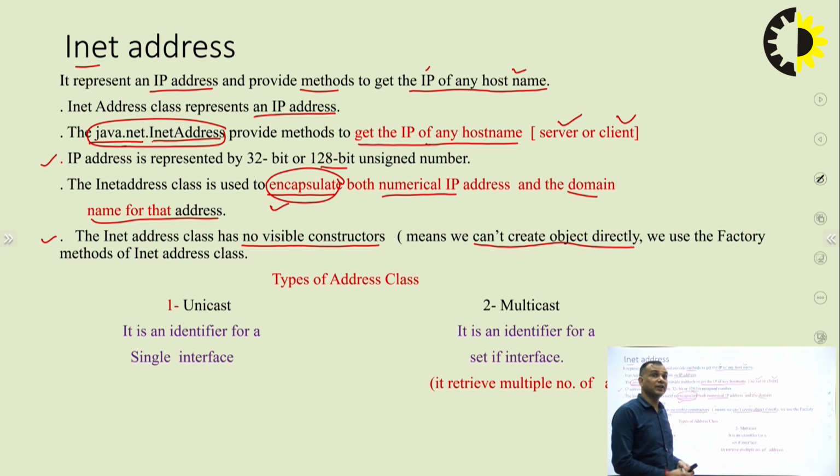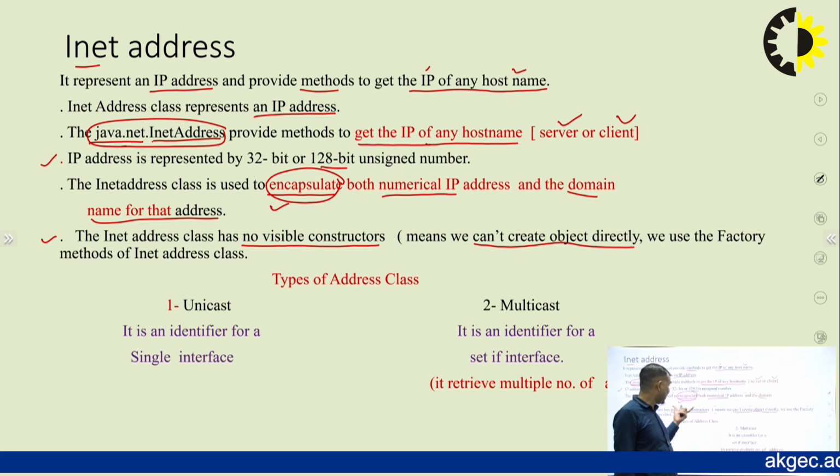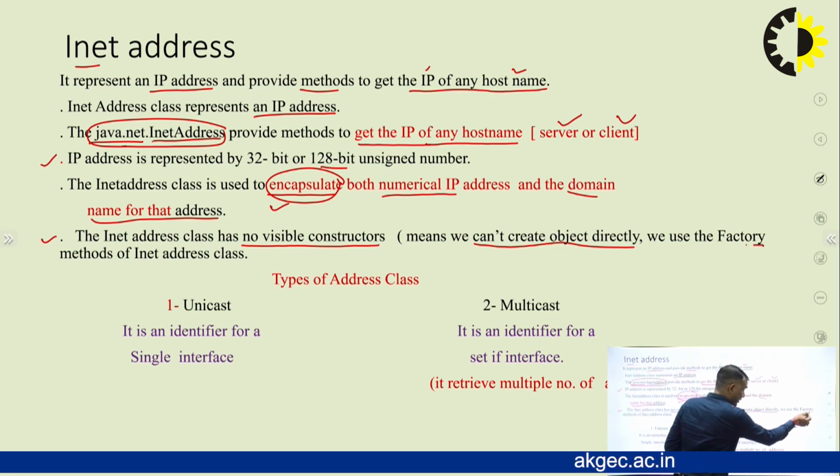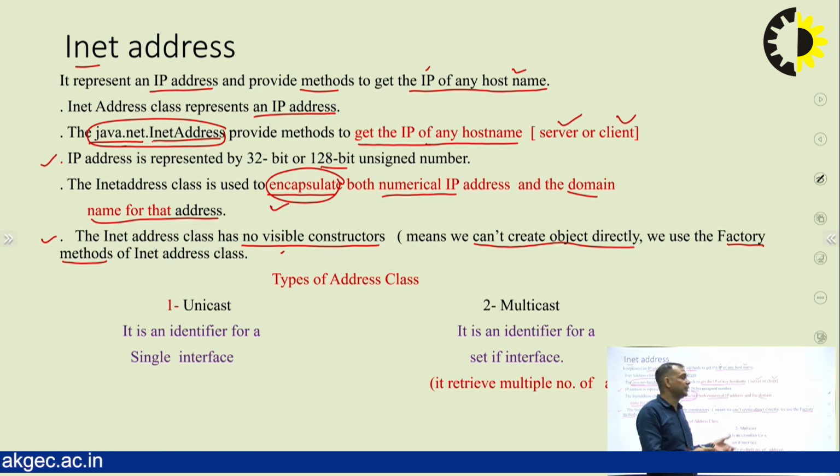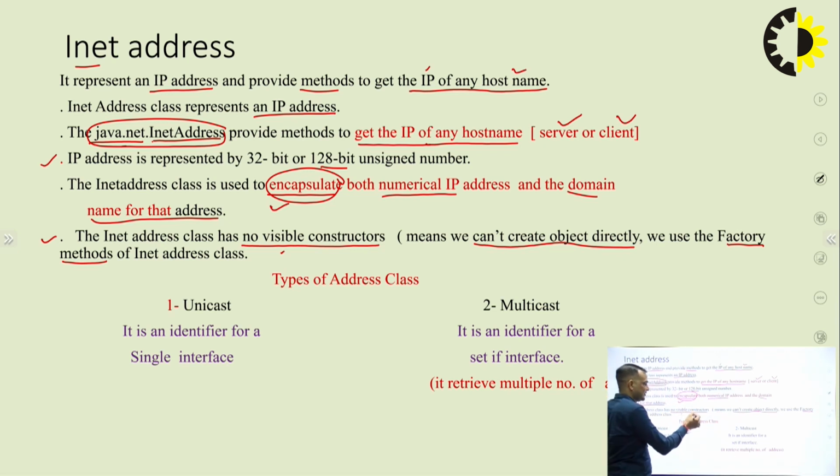If we want to create an object of the InetAddress class, then what do we do? We use the factory methods. Without the factory methods, we cannot create the object. So we can say that the InetAddress class has no visible constructor.